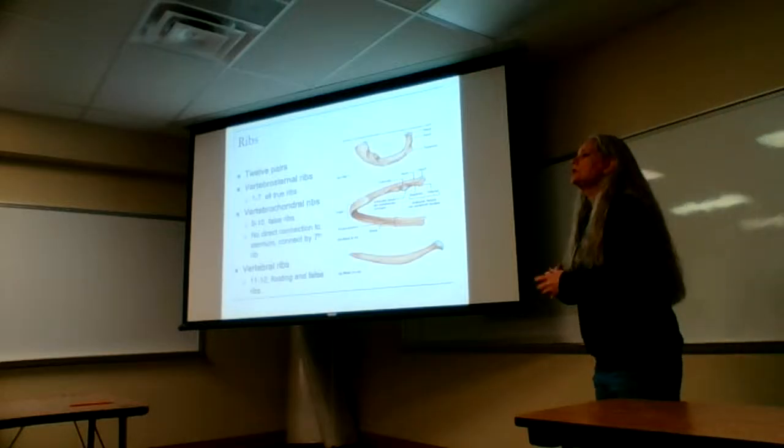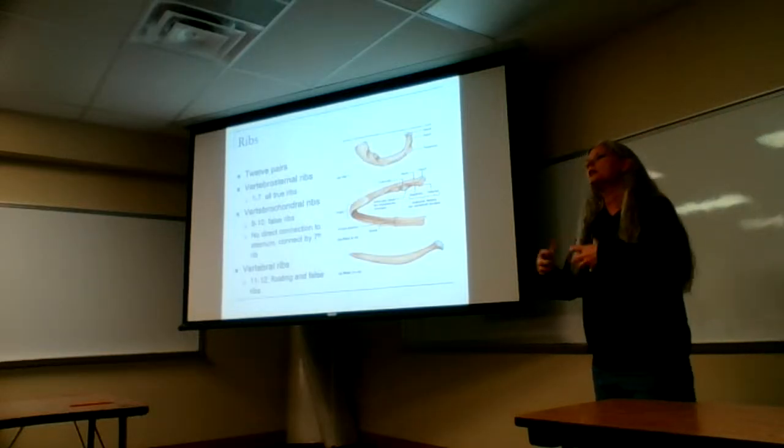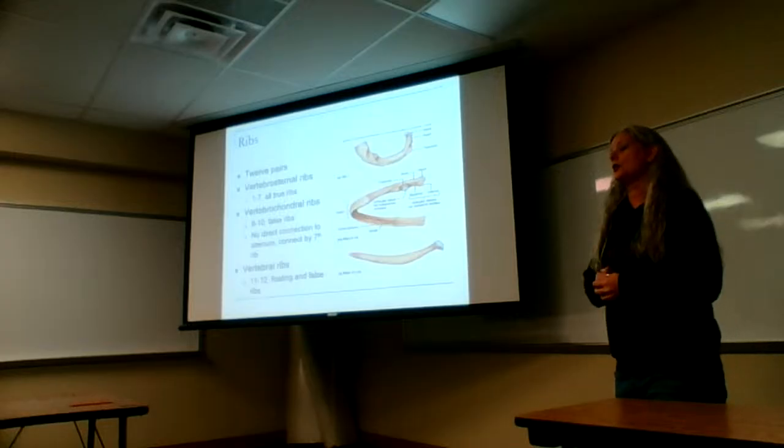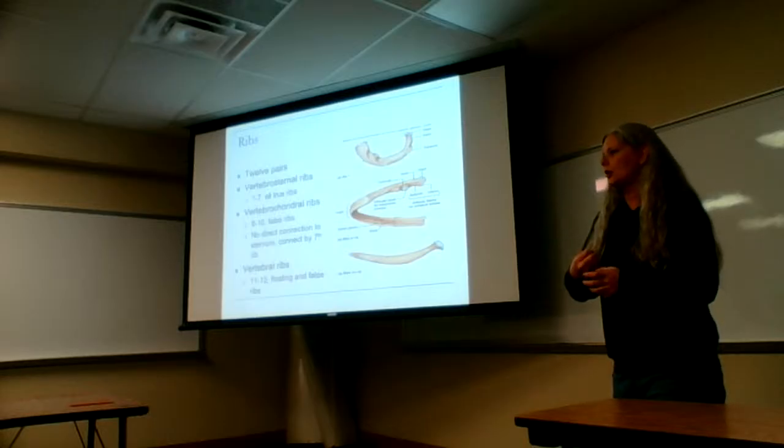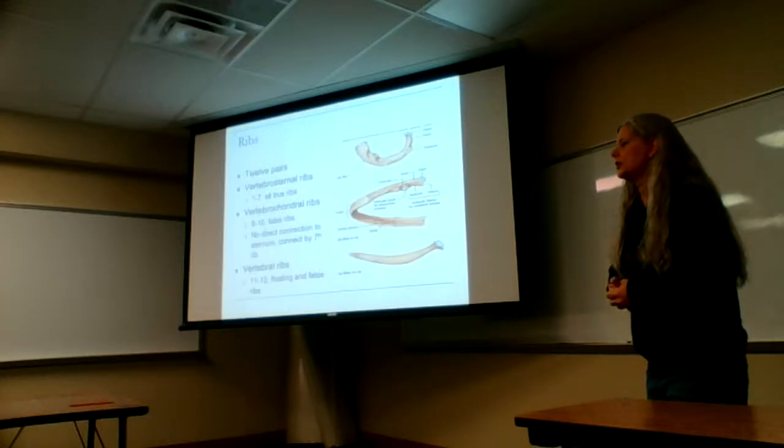Vertebral chondral ribs, vertebrae in the back, cartilage in the front. So they do not connect directly to the sternum. So that's where they get the false name from, because they don't go directly there. So again, the cartilage of 10 is going to fuse to the cartilage of 9. 9 is going to fuse to the cartilage of 8. 8 is going to fuse to the cartilage of 7. And it's 7 that goes and touches the sternum.